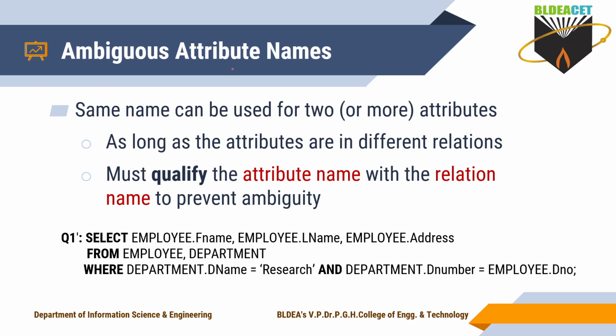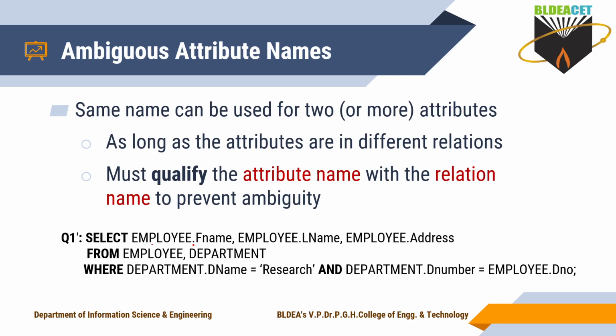Next is ambiguous attribute names. In a select statement, with multiple tables, you may have the same attribute names. Then there may be confusion about which attribute belongs to which table. The same name can be used for two or more attributes; in SQL, more than one table may contain the same attribute name. So what do you have to do here? You have to prevent the ambiguity. How do you prevent it? You specify the attribute name along with the table name, with the help of this dot.